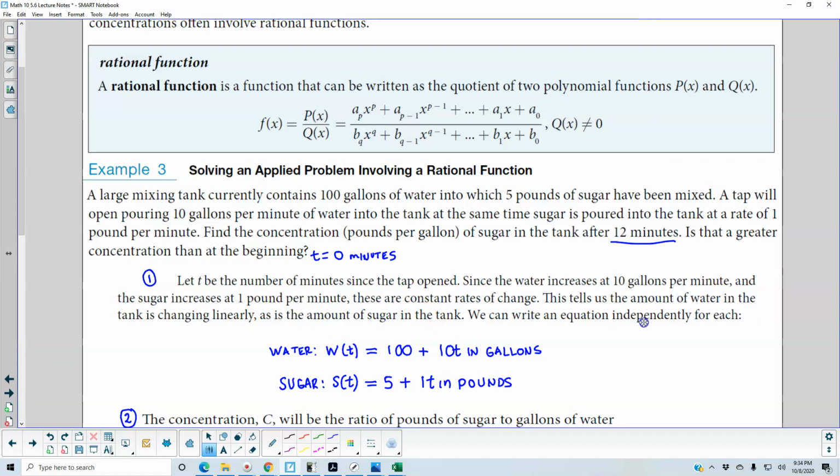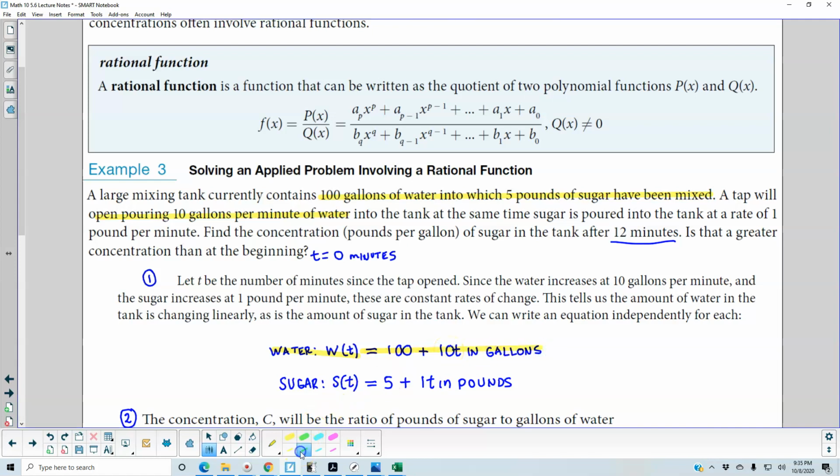So we can write an equation independently for each. If we take a look at the first sentence, it's saying that the large tank contains 100 gallons of water into which 5 pounds of sugar have been mixed. And it's pouring at 10 gallons per minute of water. So this is the rate, and this is what's inside the tank. So the water, W of t, is going to equal 100, which is what is in the tank, plus 10 times whatever t minutes there is, in gallons. So that is our first equation.